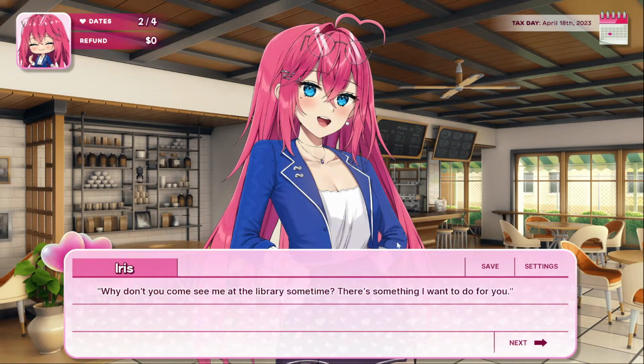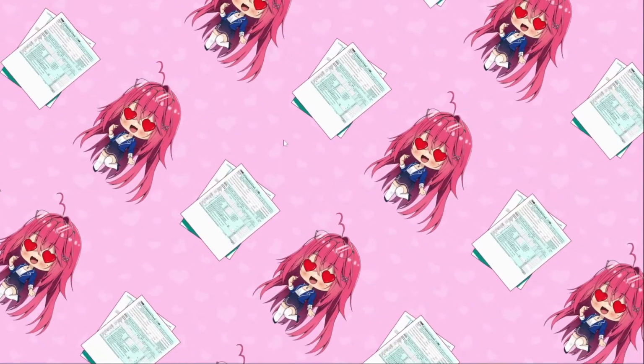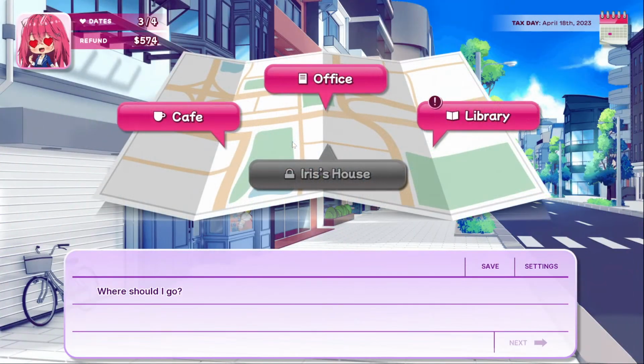Let's go out again. Why don't you come see me at the library sometime? There's something I want to do for you. Okay, let's go to the library. I promise I'll be there this time. Okay, I won't go to the cafe. Oh, he really likes me. Sorry, I won't go to the cafe first. I'll just go straight to you. What happens if I go to her office?